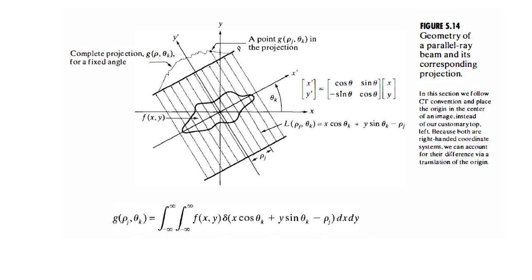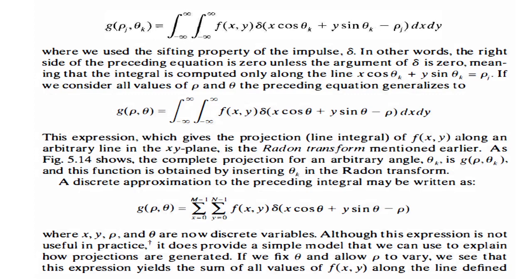So we take that rho of theta comma k, and the final expression is also given in integral format. For this expression we can use the shifting property of the impulse signal delta. The right side of this equation represents the preceding equation being 0. In the next equation we consider all the values of rho and theta, so the generalized form can be written like this.